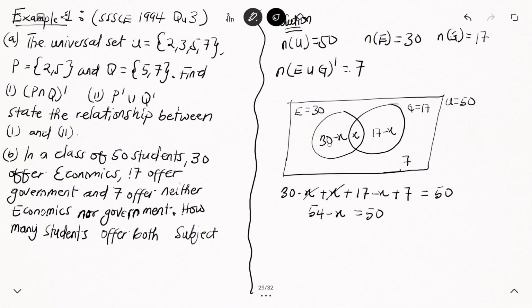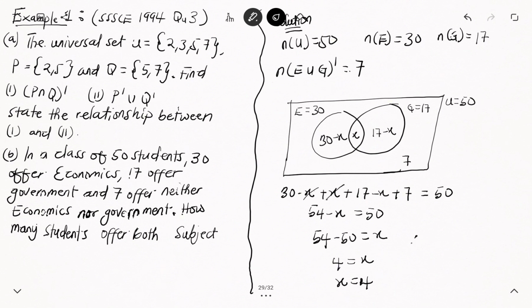So if you look at it, we have 30 minus X, which is over here, plus X in the middle, plus 17 minus X, which is over here, plus the 7 over here. The negative here cancels the positive over here, so we are left with this negative X. I will send the X to the other side and bring the 50 here. So I have 54 minus 50 is equal to, I send the negative X over there, it becomes positive X. So 54 minus 50 will give me 4 to be equal to X, and therefore X is equal to 4. Now the question asks how many students offer both subjects, and we know that both subjects we represented with X.